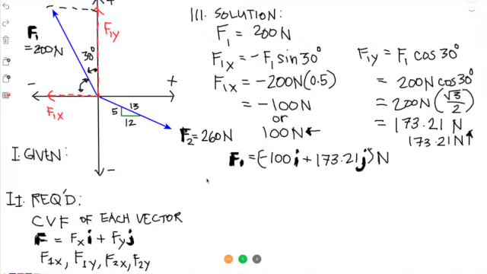So for f2, we have here, look at this, we have a ratio.